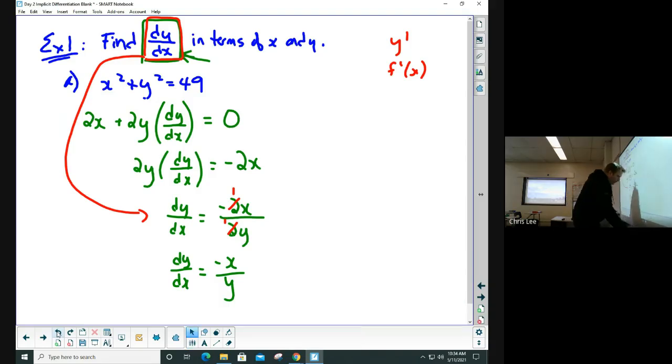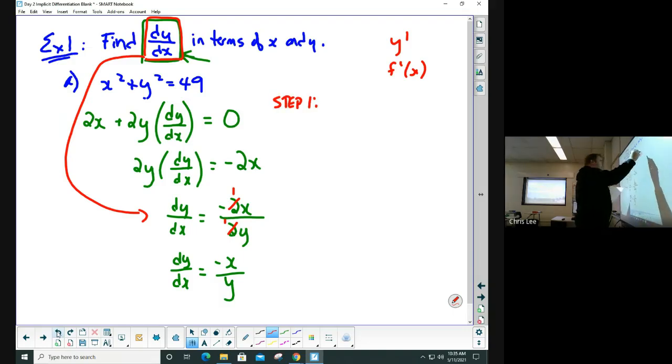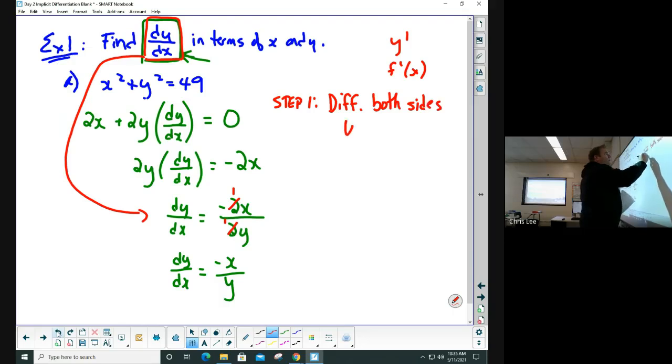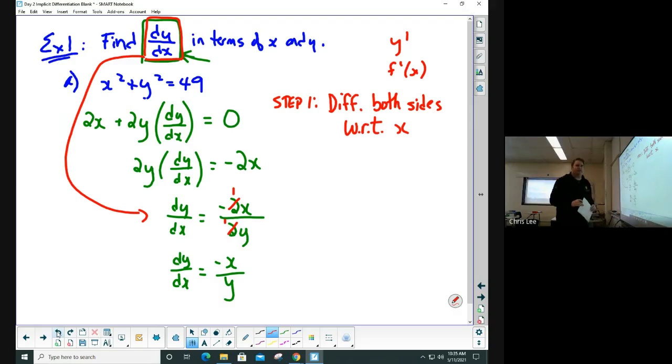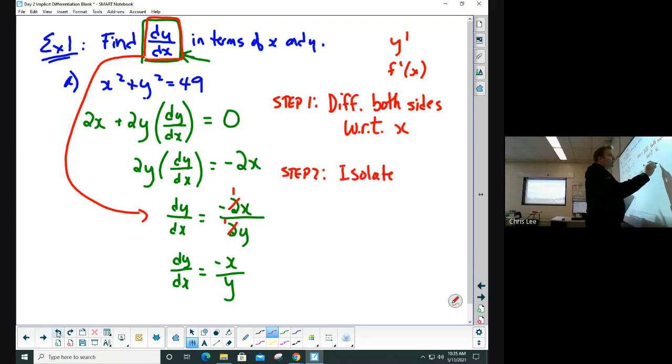So if I want to write out the steps, you're going to differentiate both sides with respect to x. So WRT means with respect to x. And then step 2, isolate for dy by dx.